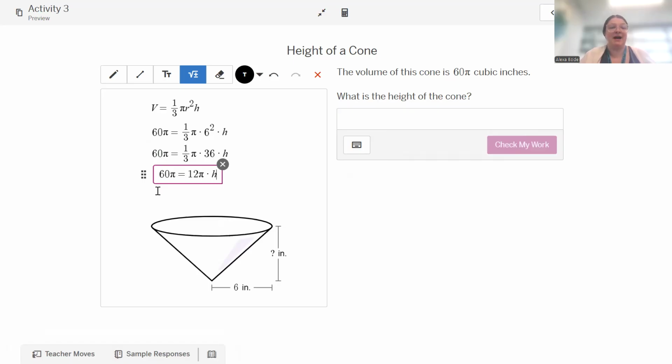And now I can divide 12 pi on both sides. Is there like a little division thing? No. Okay, hold on, let me go in so I can make this a little bit better. Okay, so I'm going to divide 12 pi on both sides.